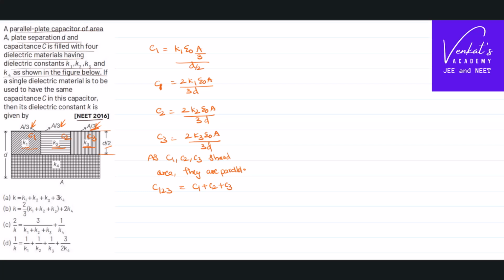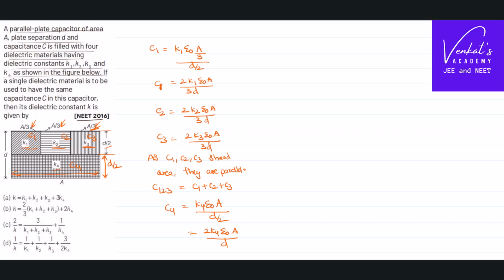Now look at C4, this part K4. Here only one dielectric is placed throughout the entire area, but the distance is another D by 2. So I can write C4 as K4 epsilon naught, entire A, distance D by 2, that is 2K4 epsilon naught A divided by D.